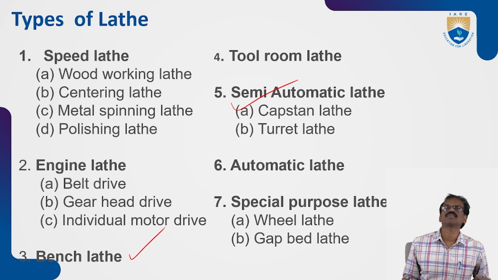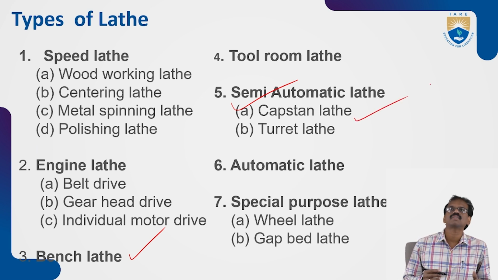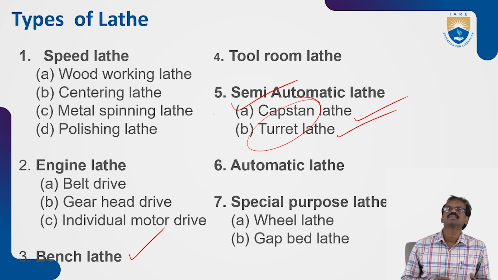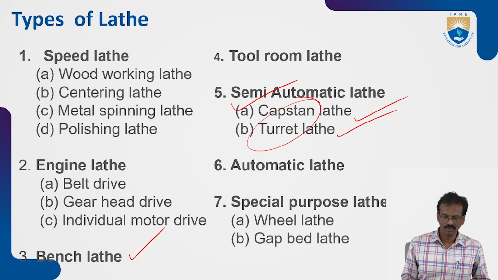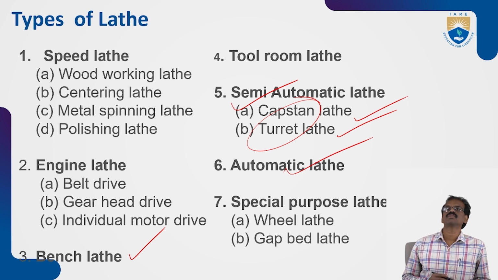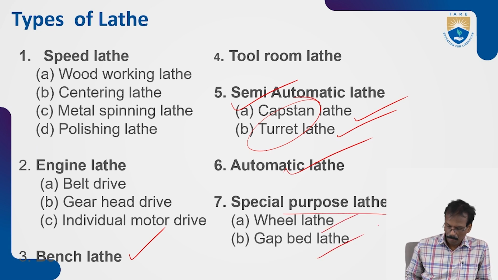So you know that automatic lathe, semi-automatic lathe. Semi-automatic lathes are also of two types. One is the capstan lathe. Second one is the turret lathe. So capstan and turret lathes are semi-automatic lathes. Next one is the completely, fully automatic lathe. We'll see those things also. Seventh one is the special purpose lathes also, wheel lathe and gap bed lathe.